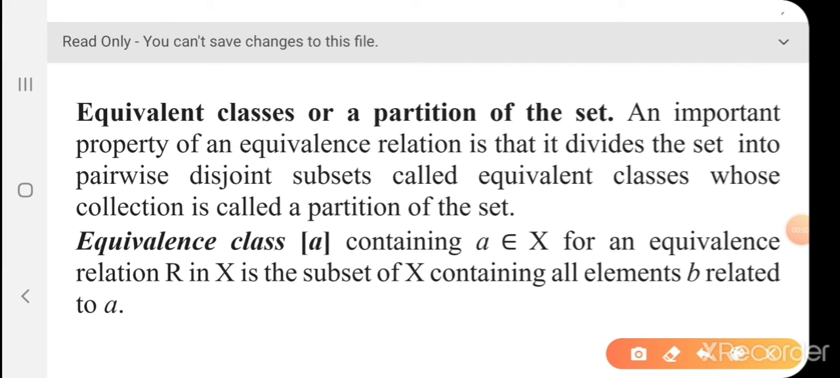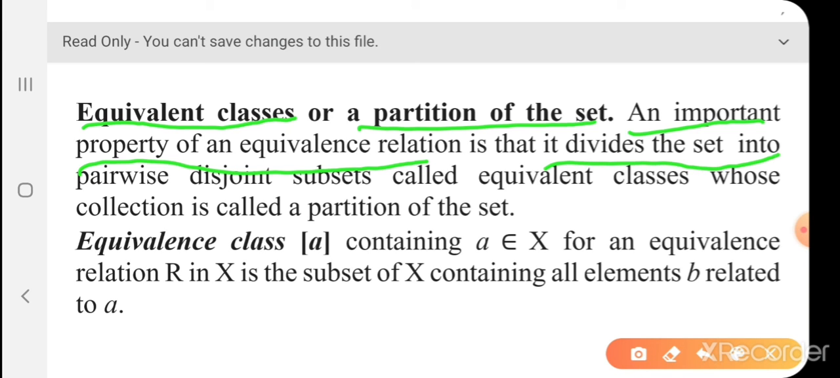Equivalence classes or partition of a set. An important property of an equivalence relation is that it divides a set into pairwise disjoint subsets. These subsets are called equivalence classes, whose collection is called a partition of the set.